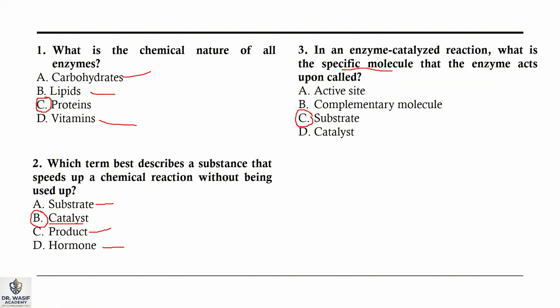The active site is not a molecule. It is the physical pocket on the enzyme where the substrate docks. A complementary molecule, why is this not the answer? Because this is a descriptive term we use to explain how the shapes of the active site and the substrate match, but it is not the name of the molecule itself. And as we know, the catalyst is the enzyme itself, not the molecule being acted upon. So that is the reason the correct answer is substrate.